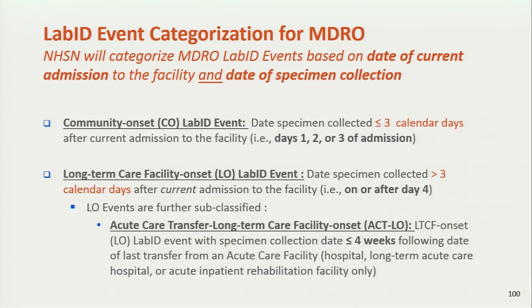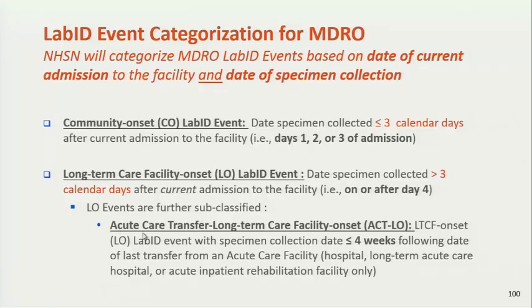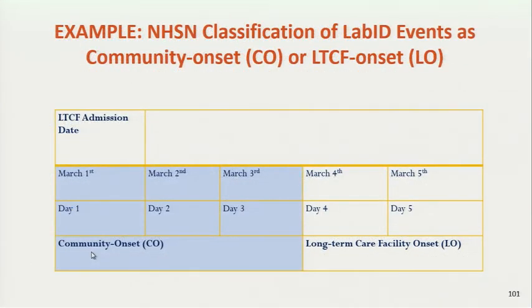Then the long-term care facility onset LabID events are further subclassified as the acute care transfer long-term care facility onset, or ACTLO. The LTCF onset LabID event with a specimen collected equal to or less than 4 weeks following the last date of transfer from an acute care facility. So remember that question that asked, has the resident transferred from an acute care facility? That is what is used to calculate this measure here.